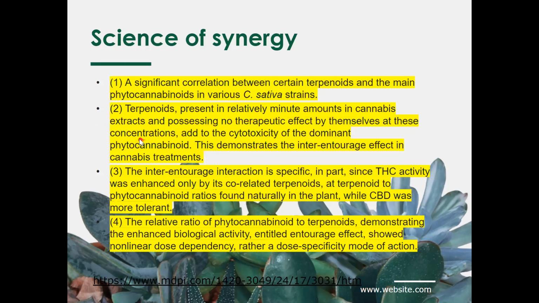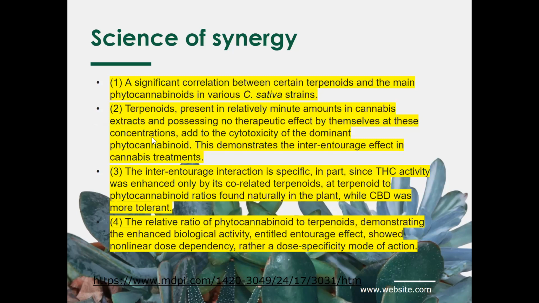They are relatively minute amounts in cannabis extract and possess no therapeutic effect by themselves at these concentrations. Actually, terpenoids at 2% don't have any action by themselves, because whatever studies they have done are in huge amounts. Beta-carotene has been studied, linalool has been studied, myrcene has been studied, and then caryophyllenic acid. These have been extensively studied, but in their own individual strengths. But in cannabis, they are present in very small content, and that small content itself is important, and they add to the cytotoxicity of the phytocannabinoid. So phytocannabinoid is cytotoxic in cancer, but these terpenes, in very small amounts, have a very great effect. Okay, and also there is a dose specificity in mode of action.